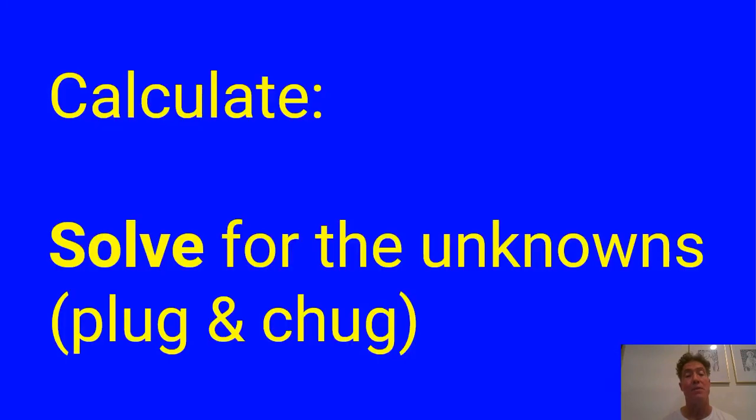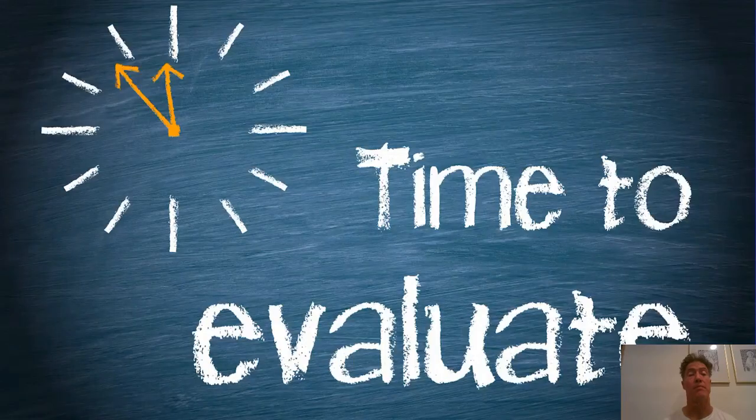The next step is, of course, to calculate. Once you've figured out what you've got and the proper formula to use and what you're trying to solve for, then you're just going to plug all that information into your formula and then plug and chug. You're going to solve for the unknowns.